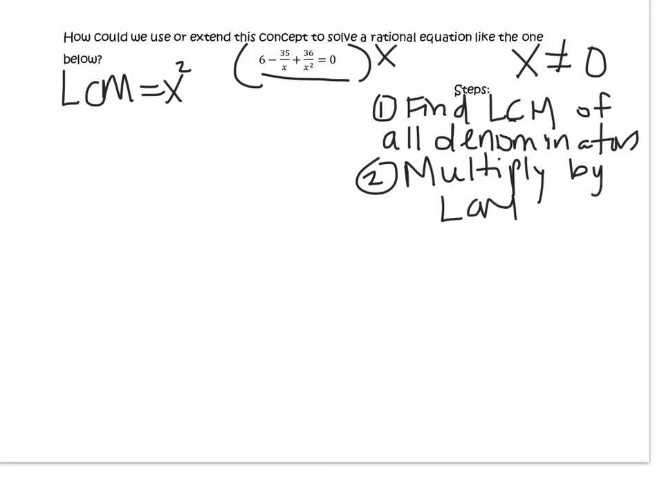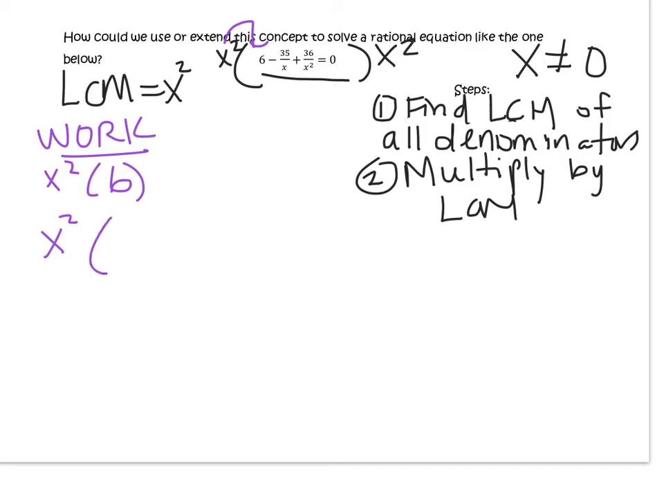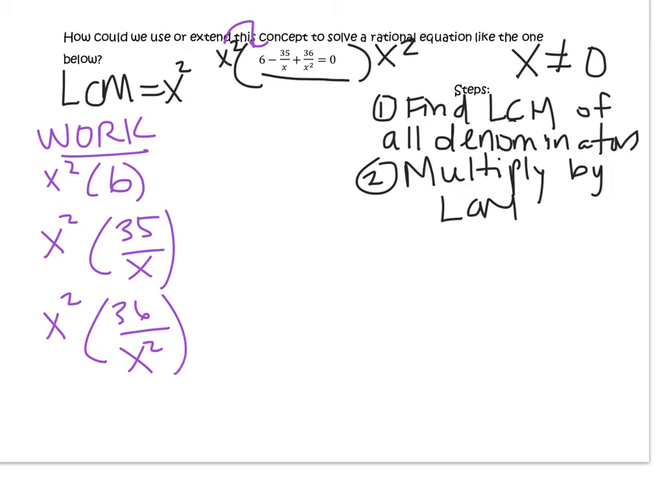If I do it correctly and I do it to everything, I should have no denominators left. A lot of times I do my work on the side and show how everything cancels. So I have to do my LCM times 6, distributing it to the 6. I also have to do my LCM to the 35 over x, and I'm not disregarding that minus. I'm going to put the minus back in when I see what I have left. And I have to do x squared times my 36 over x squared. If I pick the right thing, I should have no denominators because everything will cross cancel.